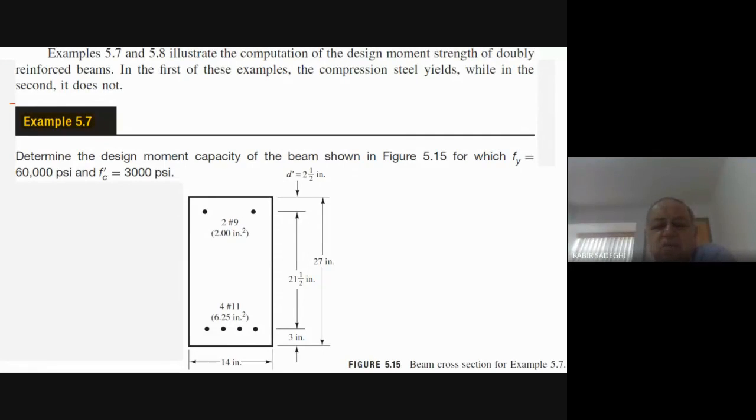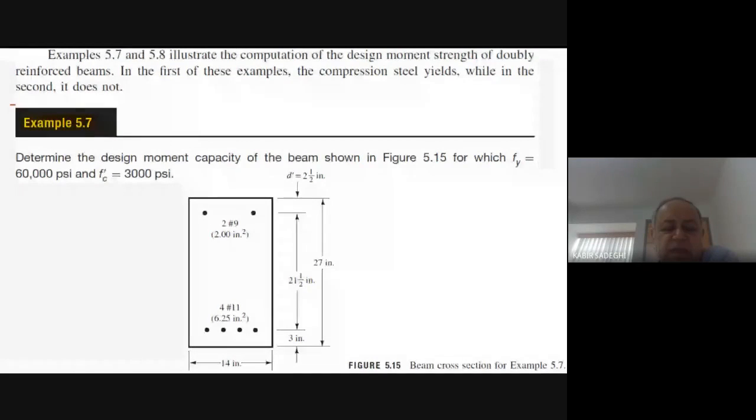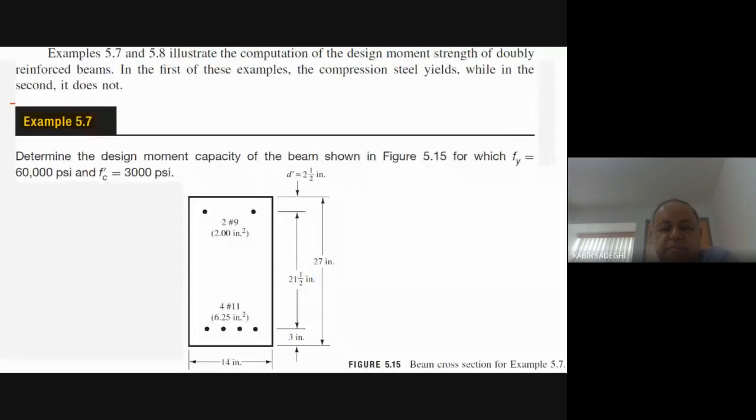Okay, let's see two examples. In one example, the compression steel is yielded, and in the other it is not yielded. Therefore, we see two different examples for two different cases that we have.